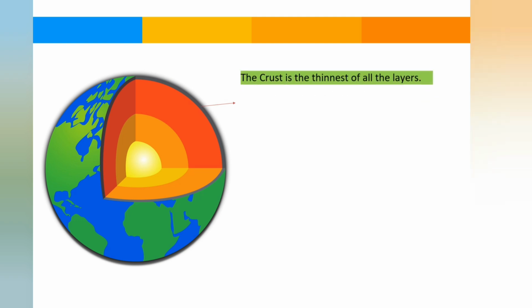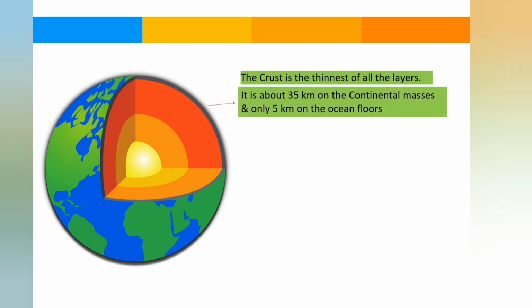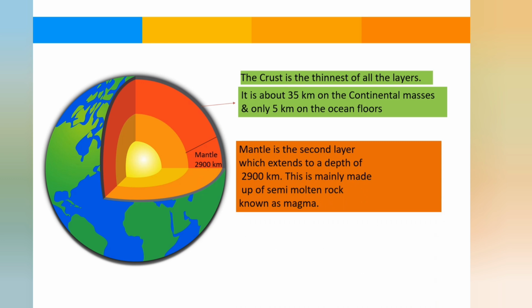So the first layer, which is called the crust, is the thinnest of all the layers, and it is about 35 kilometers on the continental masses, whereas only 5 kilometers on the ocean floors. The second layer, which we call the mantle, extends to a depth of 2,900 kilometers, and this is mainly made up of semi-molten rock known as magma. So magma is in a semi-solid form.